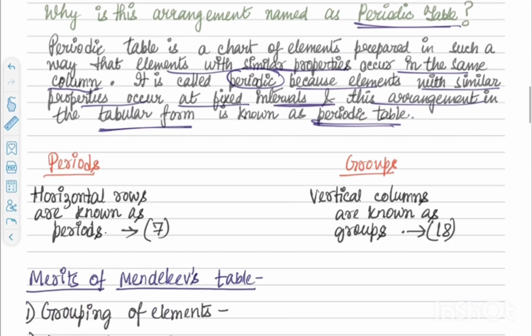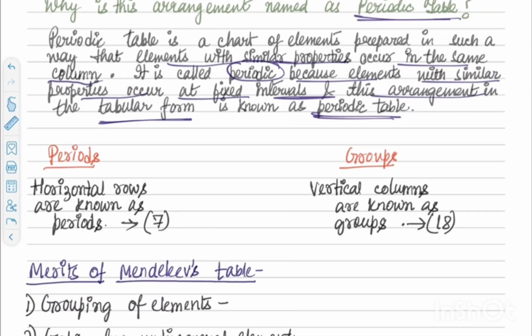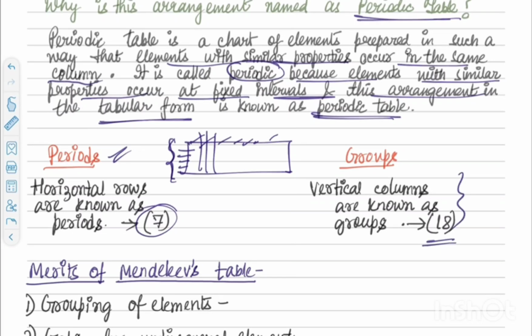Periods and groups. Now what exactly will be there in the periodic table? Certain periods and certain groups. The horizontal rows are known as periods, and there are 7 of them. The vertical columns are 18 in number. Like this, we have 18 groups.